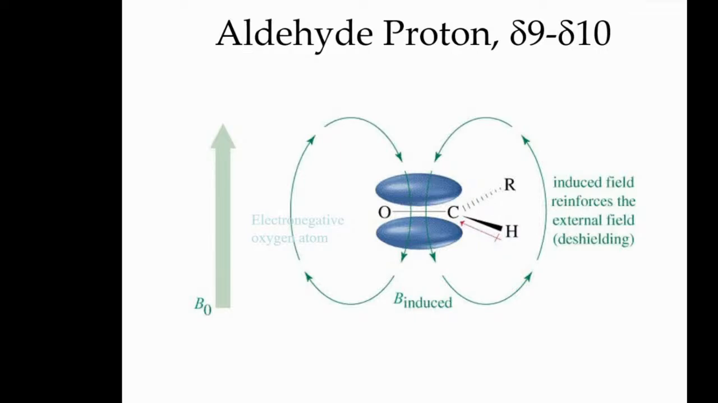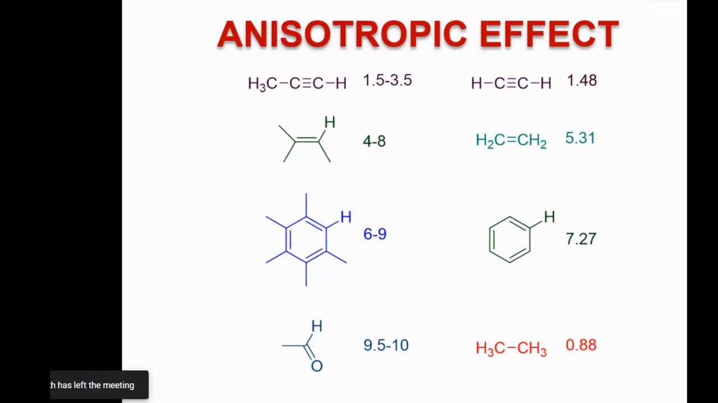Okay. So, the aldehyde proton also appears in the deshielding cone of the molecule. Therefore, it appears in the 9 to 10 range. Okay, so this is a summary of the chemical shifts of acetylene, alkene, aromatic ring, and aldehyde. You can see a wide range of chemical shifts in the 0 to 10 range for various protons.